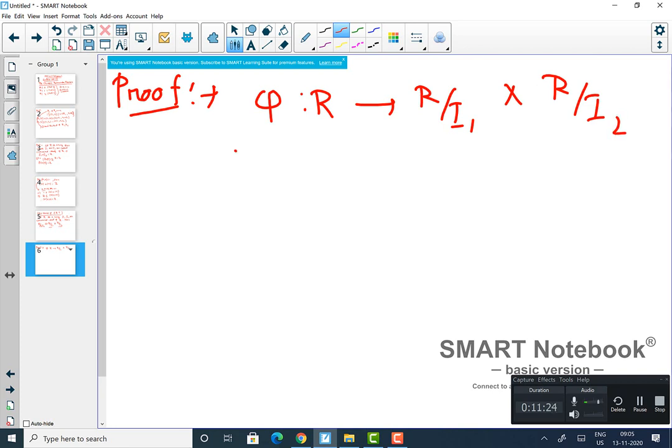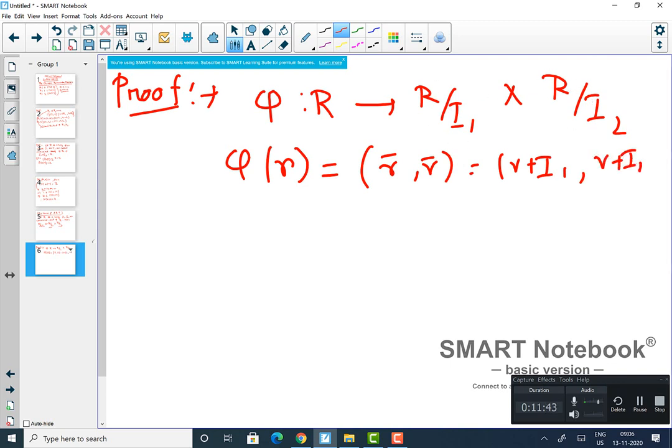And what is the natural map? So phi of r maps to here. So I can write down r bar, r bar. So what is r bar? r bar is nothing but r plus I1 here. Inside this it is r plus I2. So maybe this is better to write down, because you may have a confusion here. So let me write it this way. Okay, so this is the natural map, right? This map is a well-defined natural map, so you have no problem. You can ask what the kernel of this map is, and this is also a ring homomorphism.